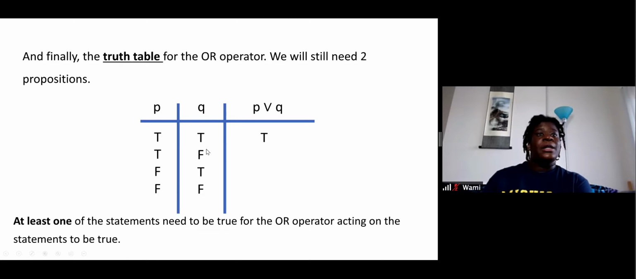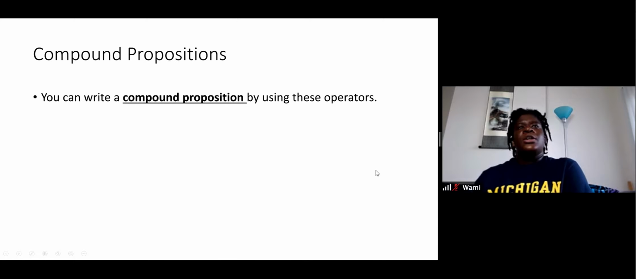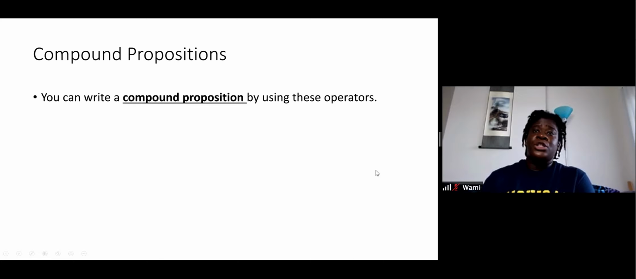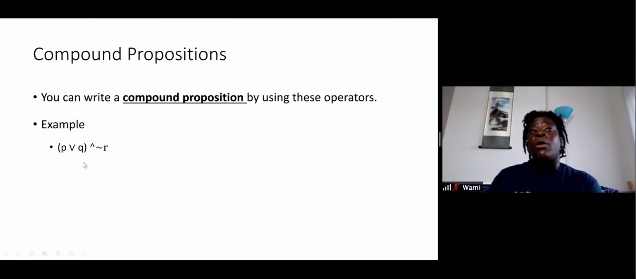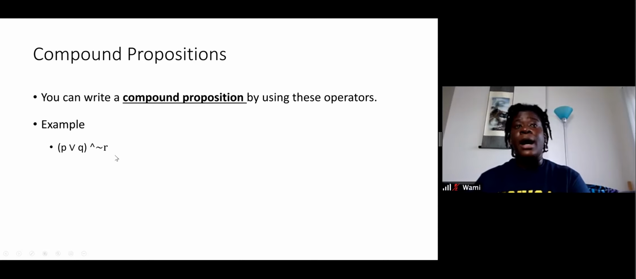And now I'm going to talk to you about compound propositions. You can write a compound proposition by using any combination of these operators. So, for example, this is an example of a compound proposition, and you can read this as P or Q and not R. An example that's not a compound proposition would be something like this, P not Q. That actually doesn't make sense syntactically. So this is syntactically incorrect.